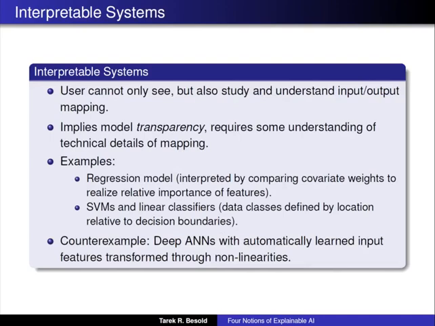Somewhat more meaningful and somewhat more prevalent in current discussions is what we would call interpretable systems. So here we're talking about a system where the user can not only see, but also study and understand to a certain degree the input-output mappings. For this you need a property which tends to be referred to as model transparency. So the user can actually open the lid, look under it, and see what the model does.